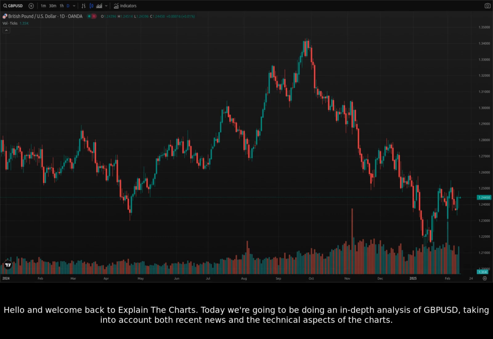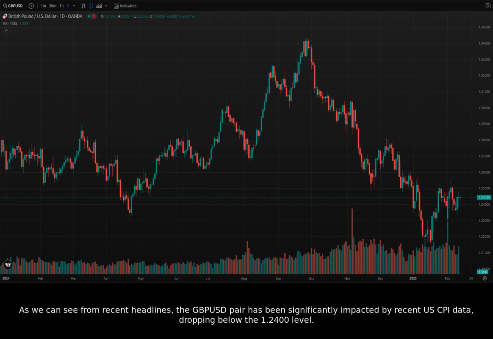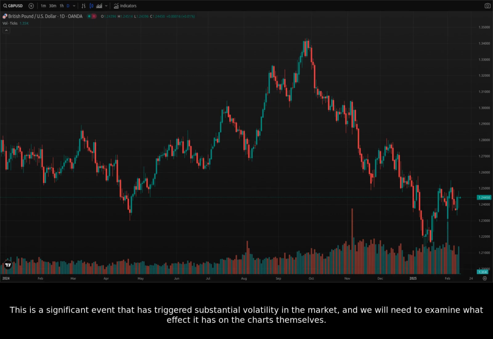Today we're going to be doing an in-depth analysis of GBPUSD, taking into account both recent news and the technical aspects of the charts. As we can see from recent headlines, the GBPUSD pair has been significantly impacted by recent US CPI data, dropping below the 1.2400 level. This is a significant event that has triggered substantial volatility in the market, and we will need to examine what effect it has on the charts themselves.